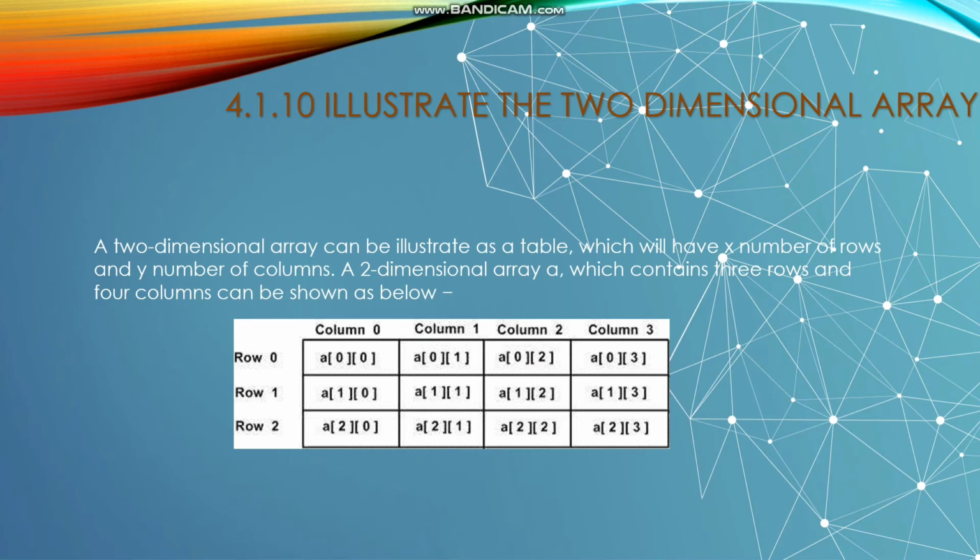First we take an example in curly braces: row 0 and column 0, then row 0 and column 1, and row 0 and column 2, and row 0 and column 3. Like this we can separate these elements, and for row 1, we have row 1 and column 0, then row 1 and column 1, row 1 and column 2, and row 1 and column 3. Then we use the same for row 2: row 2 column 0, row 2 column 1, row 2 column 2 and row 2 column 3. Here we have 3 rows and 4 columns.